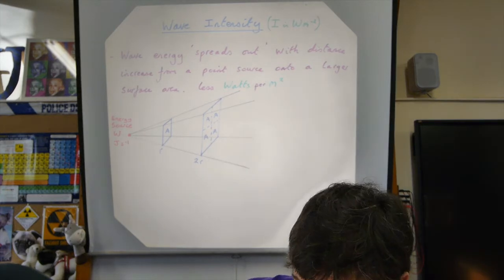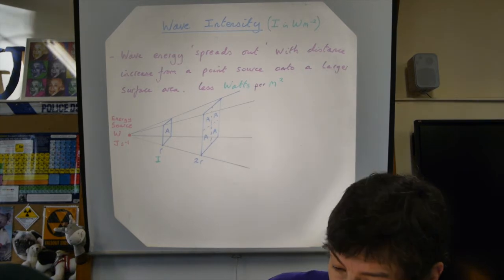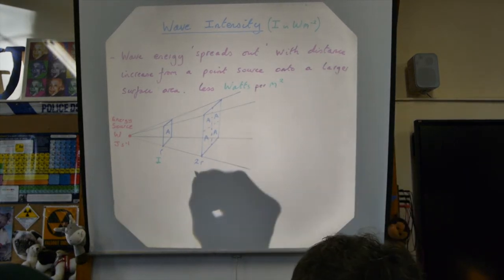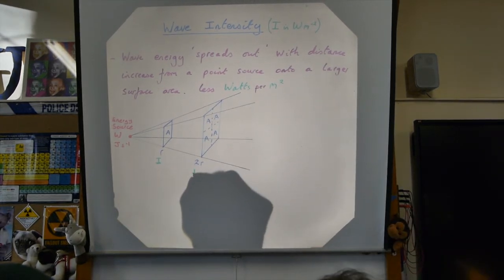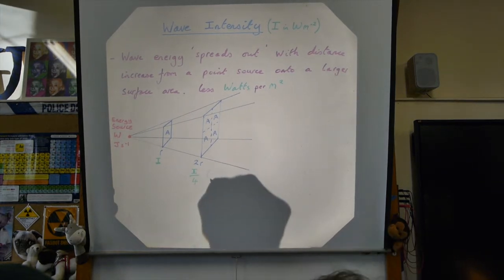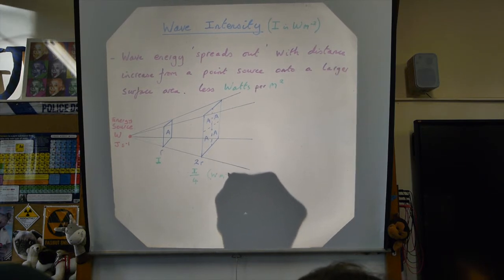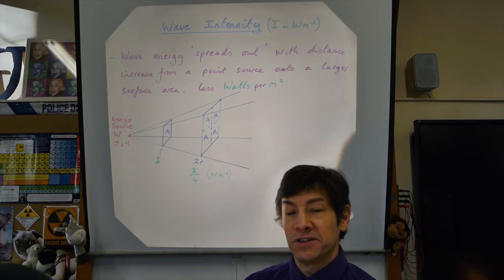So what's happened to the intensity? Well, we've got an intensity here of I, but you notice that if we've doubled the distance away from the source, the intensity goes down by 4 times. And remember that this intensity is the amount of joules per second hitting each metre squared of surface area.